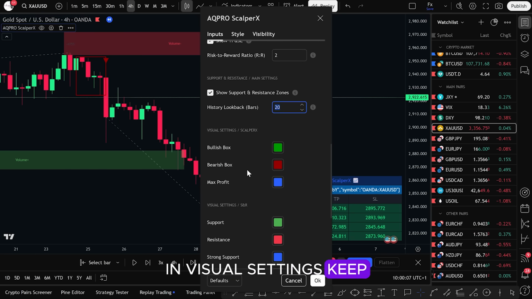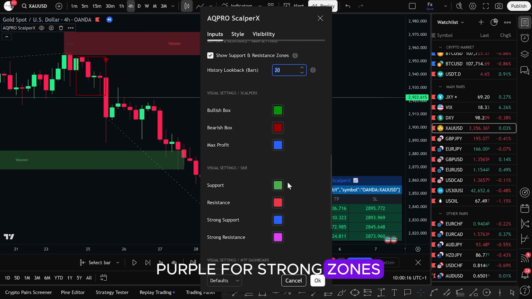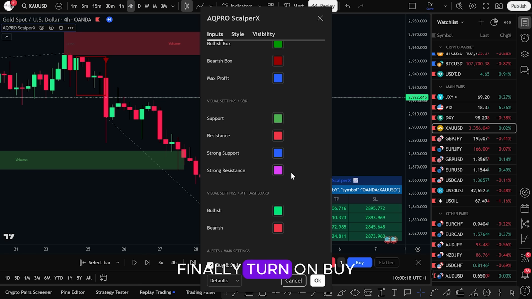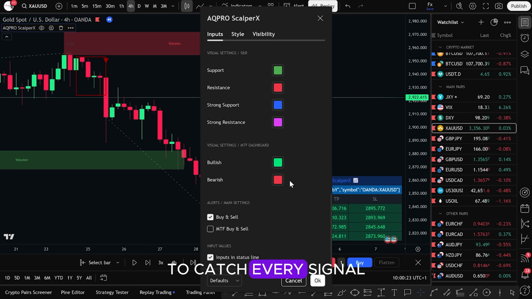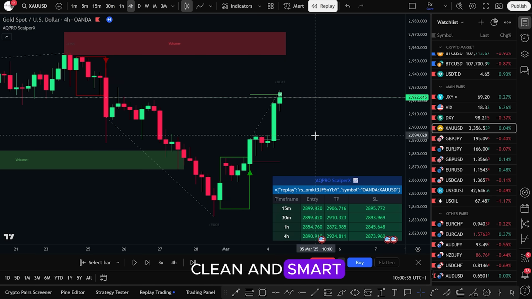In visual settings, keep it clean. Green for bullish, red for bearish, blue for profit, and purple for strong zones. Finally, turn on buy and sell alerts to catch every signal as it happens. That's it. Scalper X is now set to trade fast, clean, and smart.